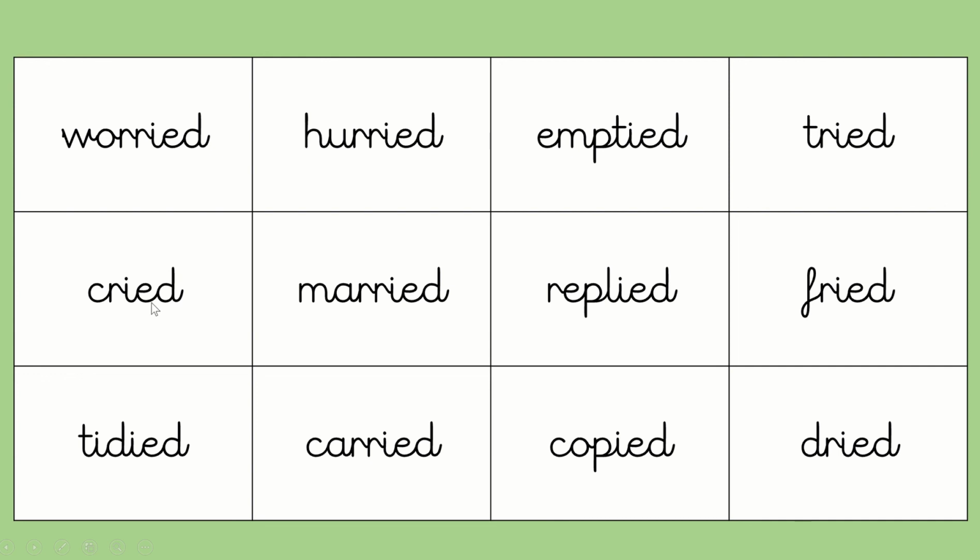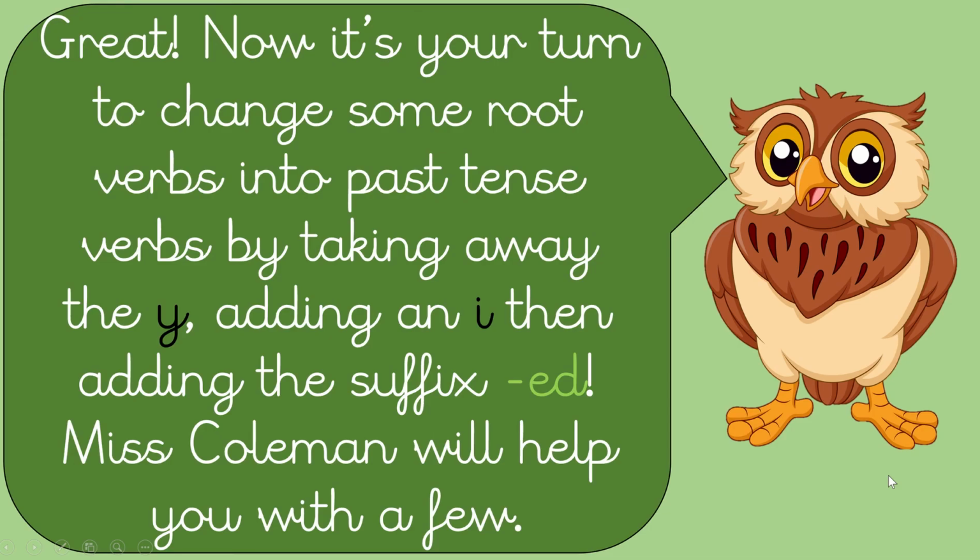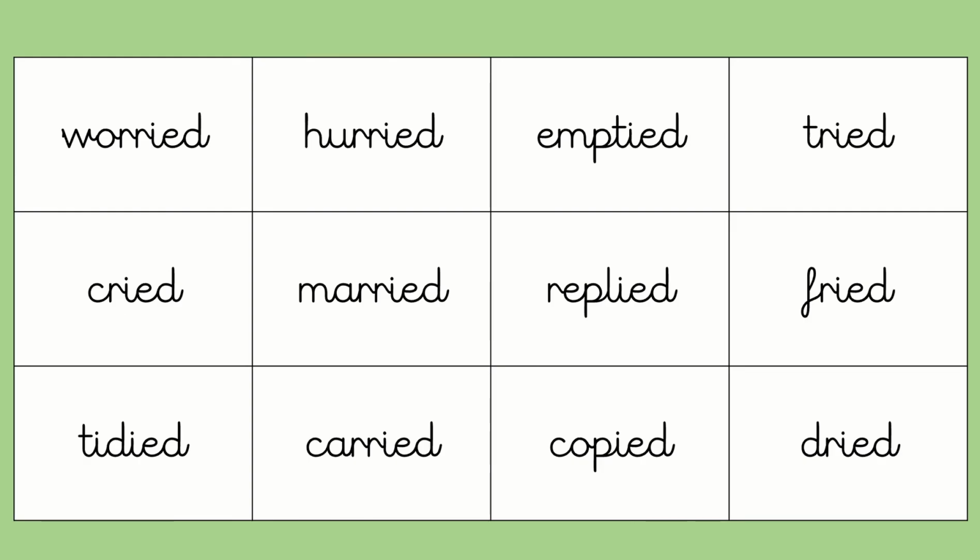Worried. Cried. Tidied. Hurried. Married. Carried. Emptied. Replied. Copied. Tried. Fried. Dried. Okay, well done if you got all those ones correct. That was like a super fast something.